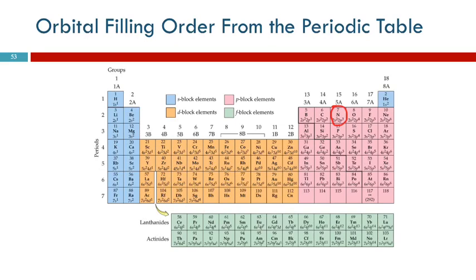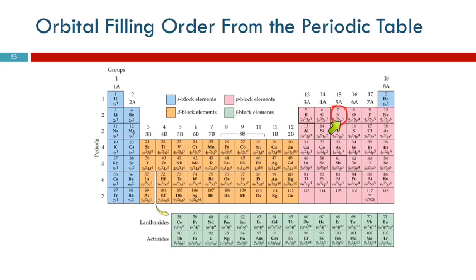All right, there's nitrogen. Nitrogen is in the p block. This is the p block over here. And it's on the second row, the second period. So that tells me that its electron configuration ends with 2p something.